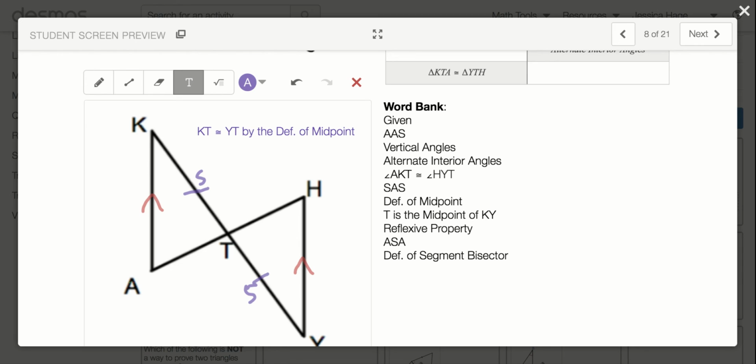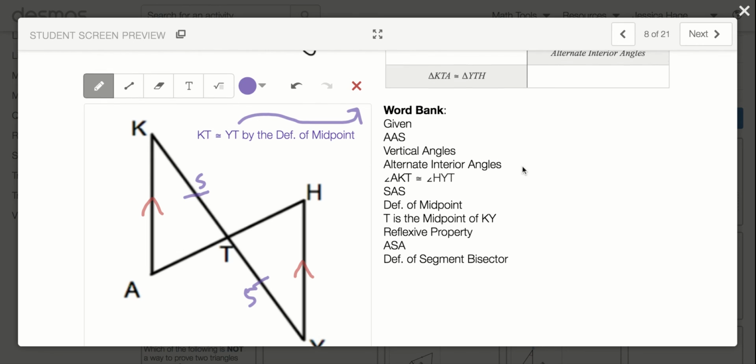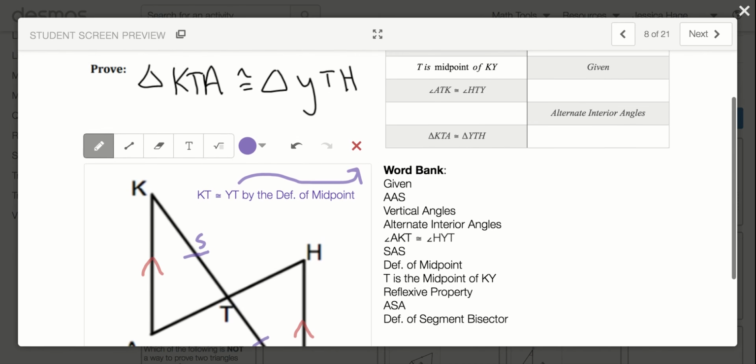So KT, you can say is equal to YT, or you can say is congruent to, whichever symbol you have, by the definition of midpoint. So that should be in our proof. Sorry about that. I'm just going to draw an arrow. So that should be up there in our proof. All right, so now we have our givens labeled, okay?